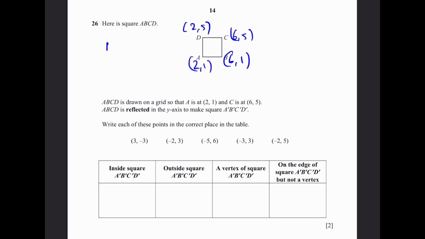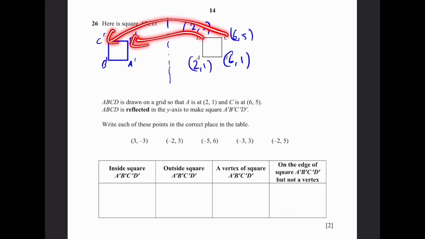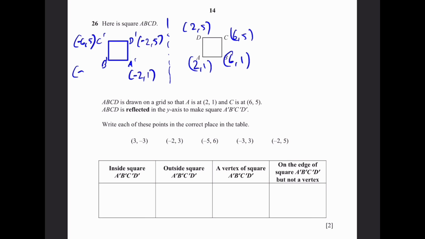So let me draw another square, A dash, B dash, C dash, D dash. Let me just label it. Since it's reflected, we draw like this. Let's say this is the y-axis. This is how we're reflecting it, right? That's why the points will become like this. And this will be minus 2, 1. This will be minus 2, 5. This will be minus 6, 5. And this will be minus 6, 1.